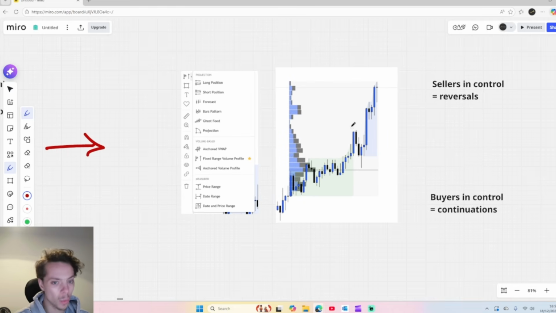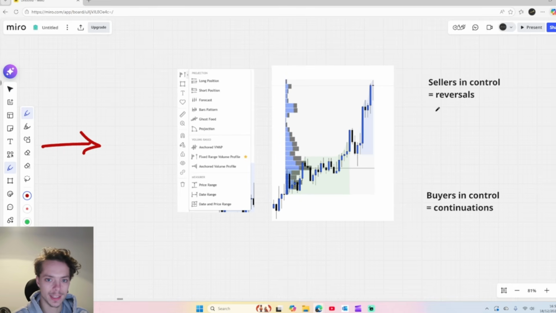Now, what we're essentially looking for is, if the sellers are in control, then we're looking for reversals. If the buyers are in control, then we're looking for continuations. Now, how do you see if the sellers or buyers are in control? Well, very, very simple. We basically want to see this initial move happen. Then is the max volume up here? Sorry, down here, which means that the buyers have controlled this move here. The buyers are in control and that is the main move.